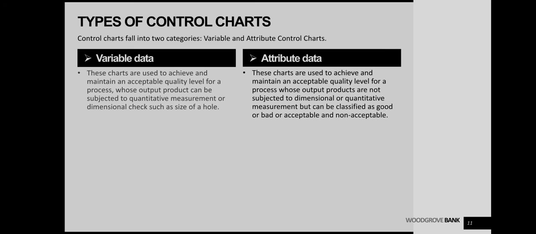Attribute data. These charts are used to achieve and maintain an acceptable quality level for a process whose output products are not subjected to dimensional or quantitative measurement but can be classified as good or bad, acceptable and non-acceptable. For example, surface finish of a product, brightness of an item is either acceptable or not acceptable.